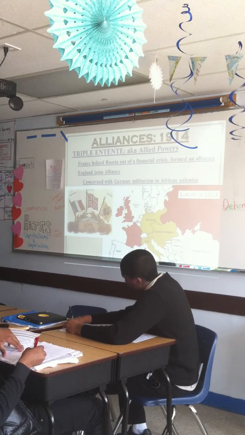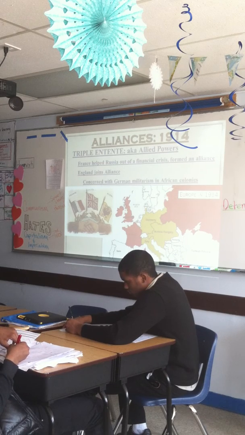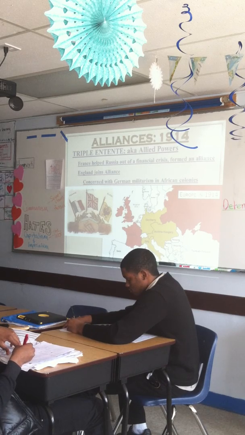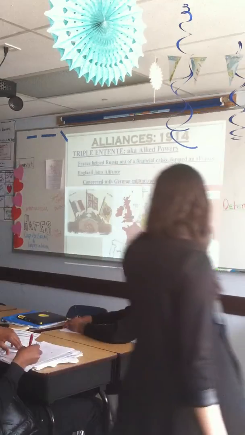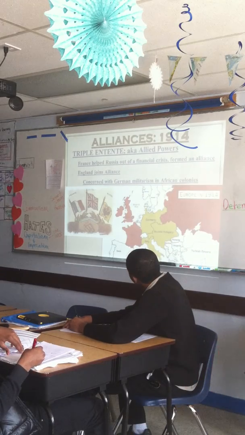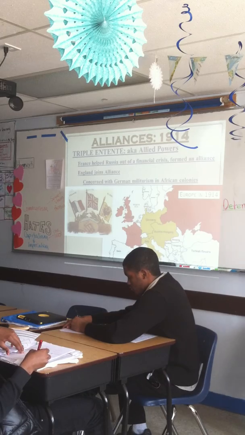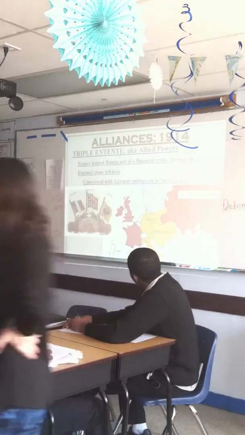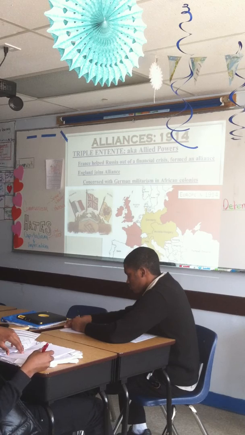It's going to be led by France, and the first country that France is going to ally itself with is Russia. So France is going to help Russia out. Russia's going to be in a financial crisis. They really need help. France is going to bail Russia out of that financial crisis. They win Russia's alliance and allegiance, so France and Russia are now in an alliance. Shortly afterwards, England is going to join that alliance as well.